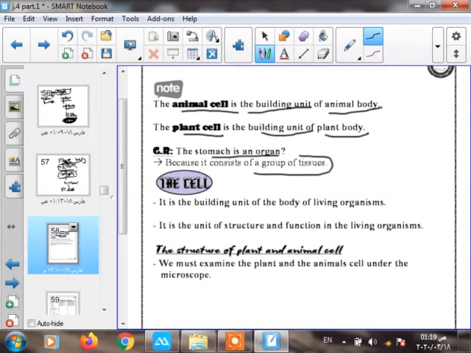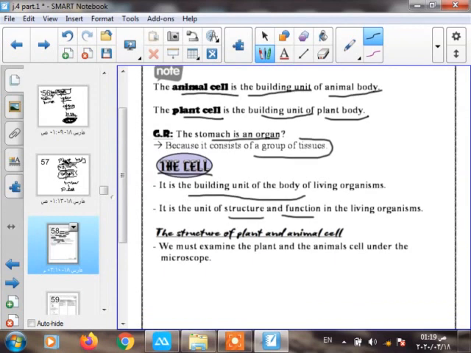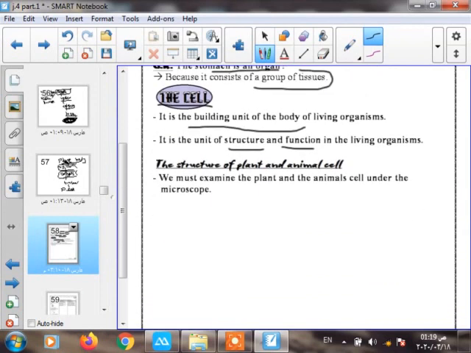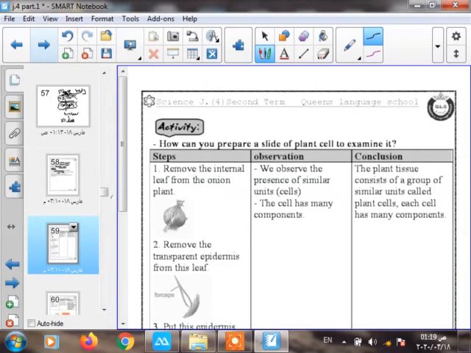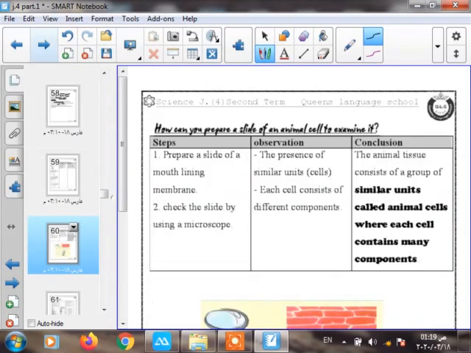The cell at all, no plant, no animal, is the building unit of the body of a living organism, or the smallest building unit. Each cell has its own function and its structure. The animal cell differs from the plant cell in its structure or shape. We must know the difference between animal cell and plant cell. Let's start to take the difference.